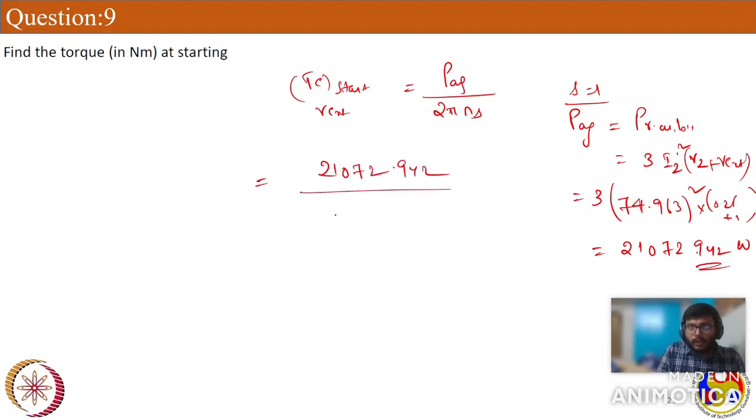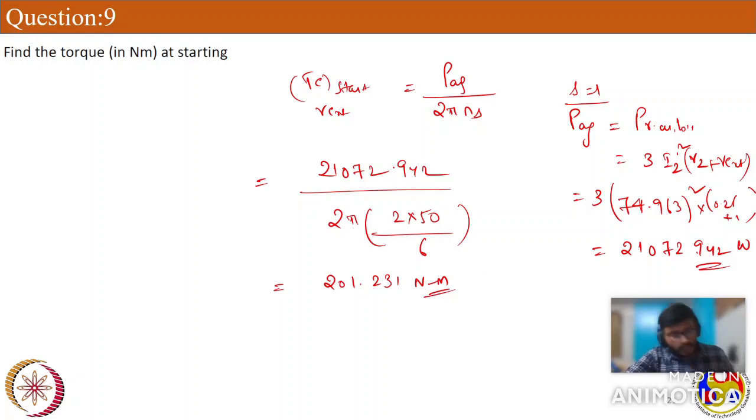Now again, 21072.942 divided by 2 pi into 2f by p, that is 2 into f by p, that is 6 ball. Can someone calculate it for me? And this is 3 by 100 pi again. How much torque are you getting? I am getting 201.231 Newton meter.